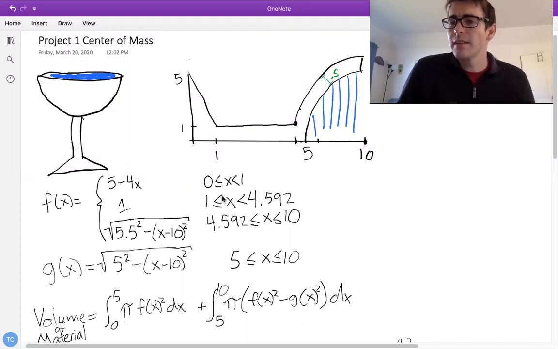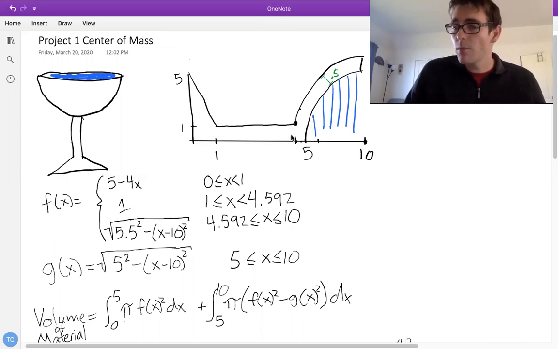It's usually easiest to make that a piecewise function. So we're going to say that between 0 and 1, this function looks like a line, which happens to be 5 minus 4x. Between 1 and some cutoff point, it's going to be some constant function. This cutoff point ends up being 4.592.